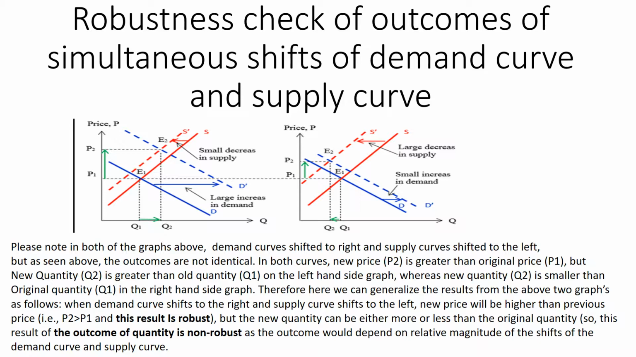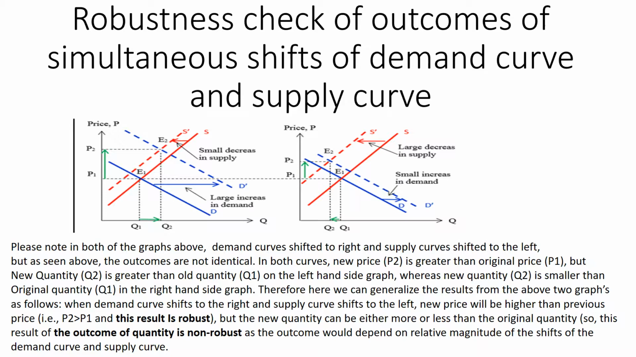So we can comment here that because we found the price outcome being the same in both of those graphs, and that P2 is greater than P1, the price change is robust in this context. But the quantity change is mixed or uncertain or non-robust, because on the left-hand side we saw the new quantity is greater than the old quantity, but on the right-hand side graph we saw the new quantity being smaller than the old quantity. Thus, the quantity outcome is non-robust.